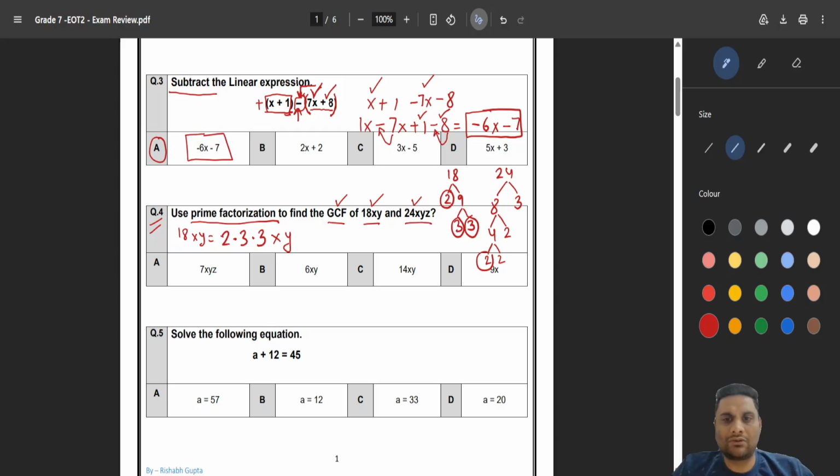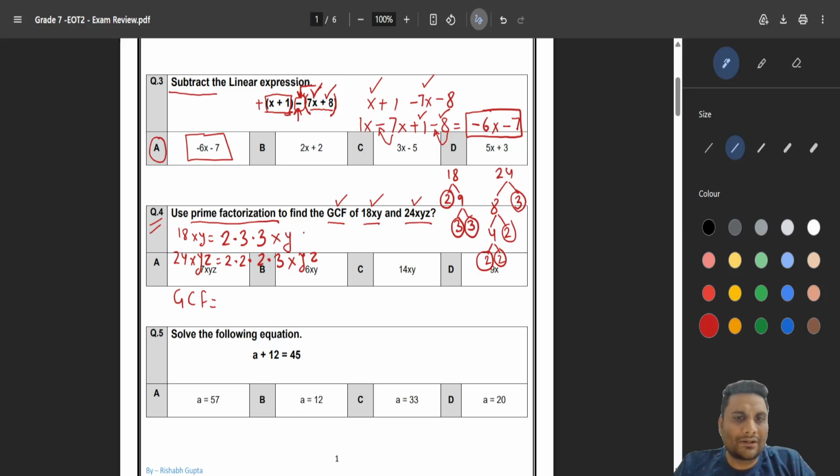So what do I have now? 2, 2, 2, and 3. So here 24xyz will become 2 times 2 times 2 times 3 xyz. Now how will you find the GCF? Why did I break it like this? Because finding GCF is very easy now.